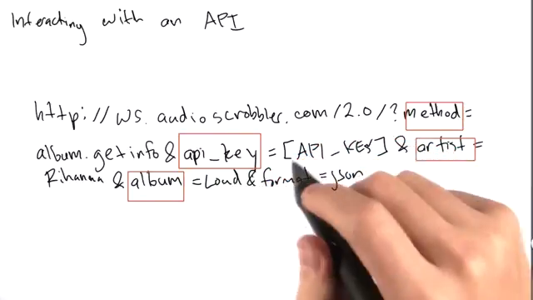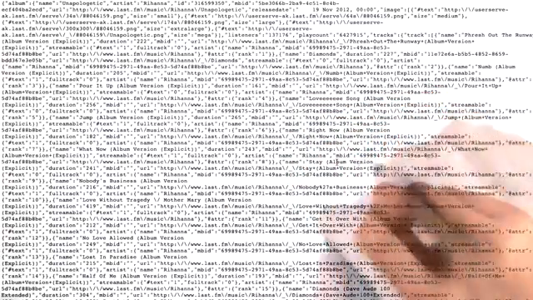Let's see if that works. Look, we now have the data for Rihanna's album Unapologetic. Pretty simple, huh?